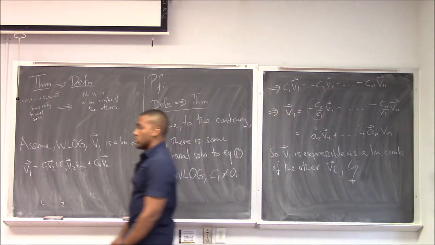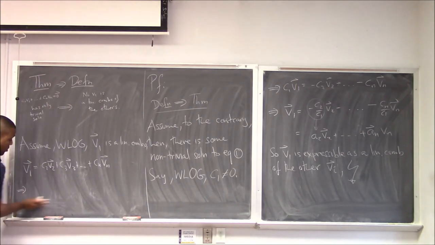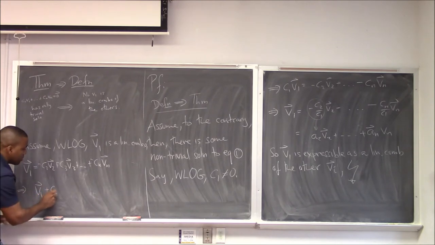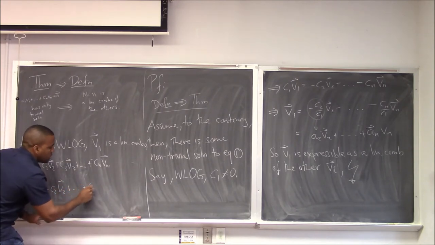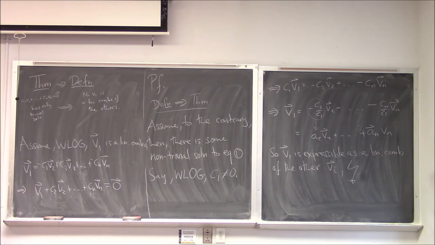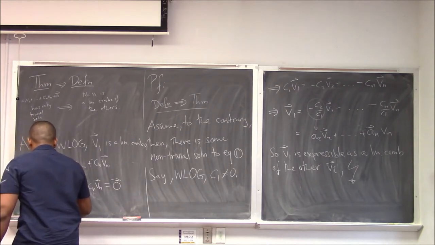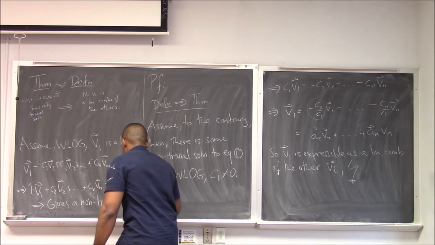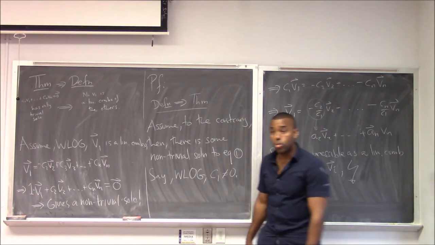Then say the coefficient of V1 is one, and move everything to one side. I would have V1, well, just to make it look pretty, let's make these guys negative, minus C2 V2 minus ... minus Cn Vn would be equal to the zero vector, which gives us a non-trivial solution. Because here, I have 1 times V1 plus all those guys. I can't literally just choose them all to be zero. And so this gives a non-trivial solution. So not all the Ci's have to be zero. C1 can in fact be one.